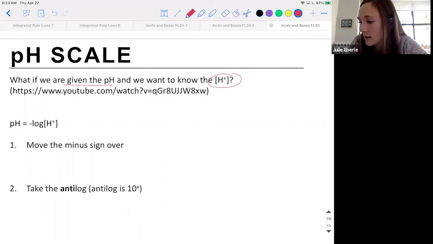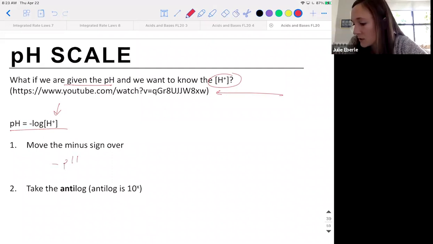By the way, there's this link here. You can just copy and paste that right off the slide if you download it. It's a video that walks you through this step by step, if you want to rewatch what we're about to do. We know this equation, pH equals negative log of H plus. So how do we solve for H plus? We've got to undo a couple of things and isolate H plus. First, move the minus sign over. When you do that, you get negative pH equals log of H plus.